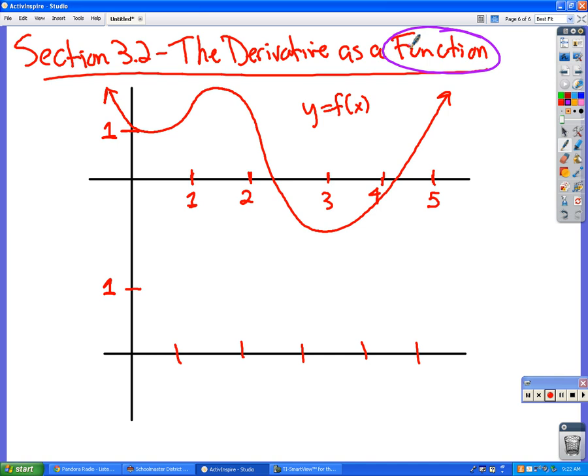And this is a tough conceptual leap to make, but what we're going to do is we have a graph of a function right here, and below it down here we are going to make a graph of the derivative of that function, okay? So this is the actual graph. This is going to be a graph of the slope of this graph as it moves from left to right.